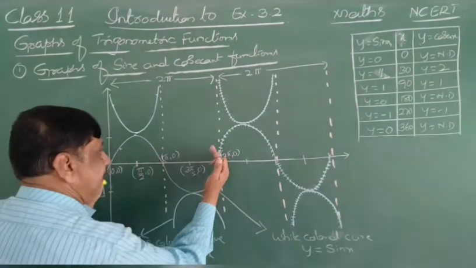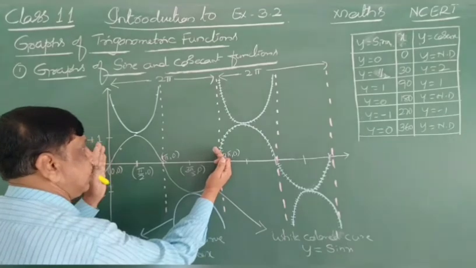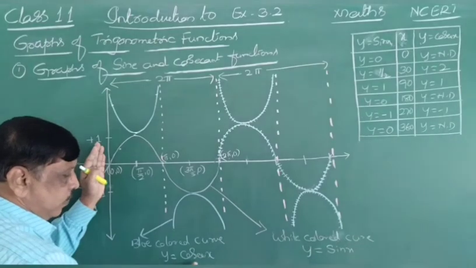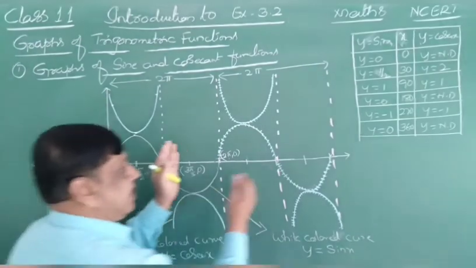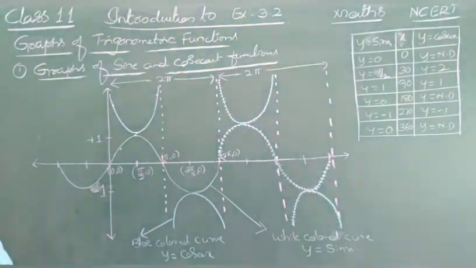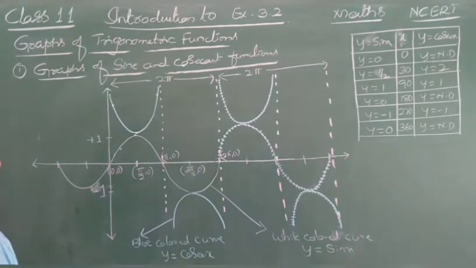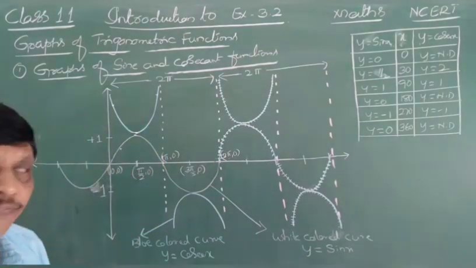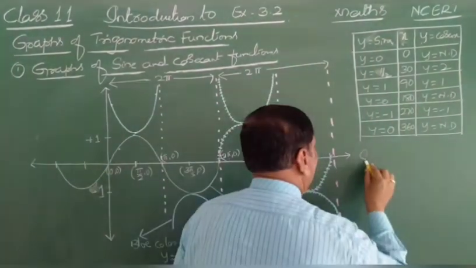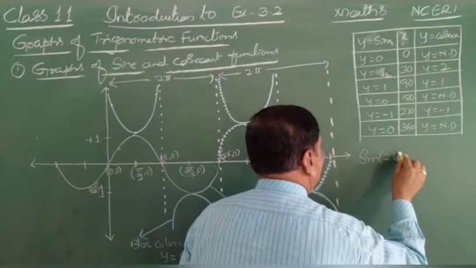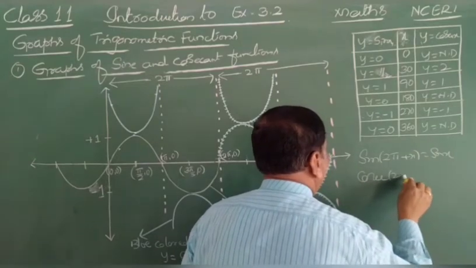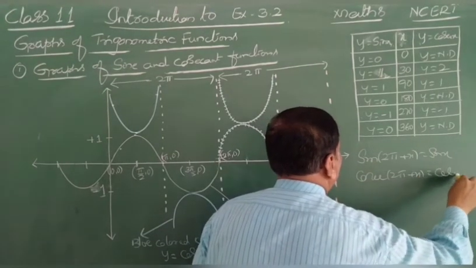You observe here in the interval 0 to 2 pi, the blue colored curve represents the curve y equals cosecant x. The same curve repeats in the next interval of 2 pi. Therefore, we say that the cosecant function is also a periodic function with period 2 pi. Sine function and cosecant function are periodic functions with period 2 pi. So we say that sine of (2 pi plus x) equals sine x. Next, cosecant of (2 pi plus x) equals cosecant x.